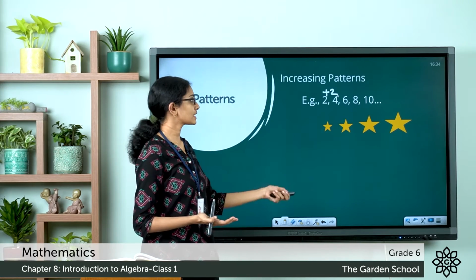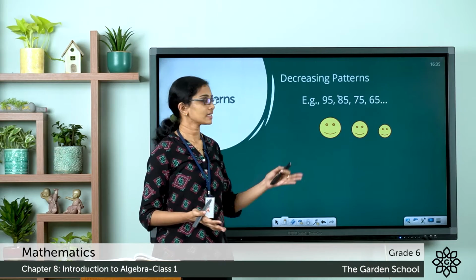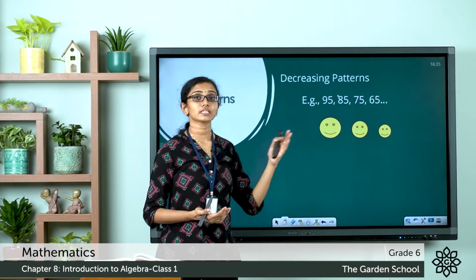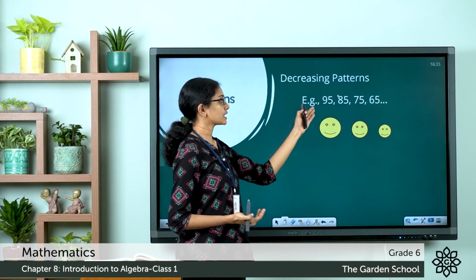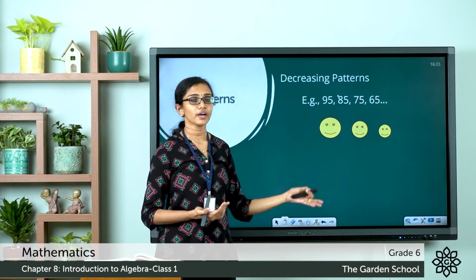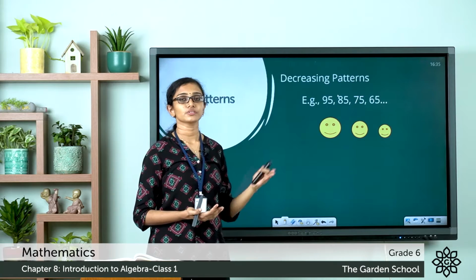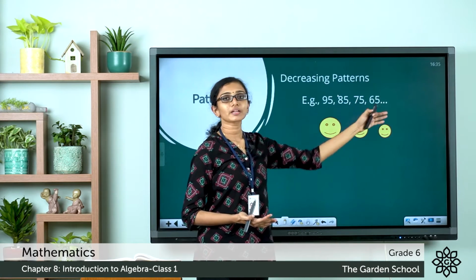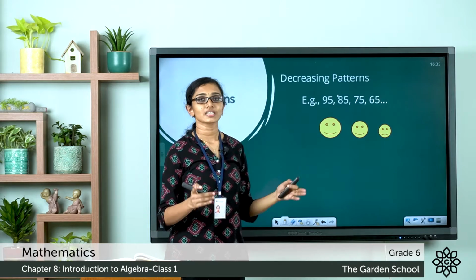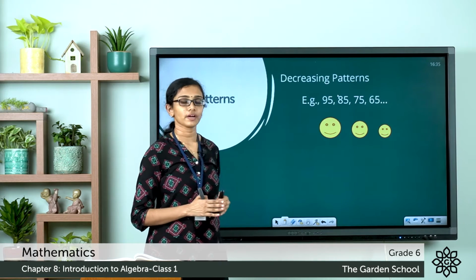And here you can see decreasing patterns. So here in this mathematical pattern, you can see the numbers are decreasing by 10. 95 minus 10 is equal to 85. 85 minus 10 is equal to 75 and so on. So can you tell what is the next number in the sequence? It will be 65 minus 10, 55.